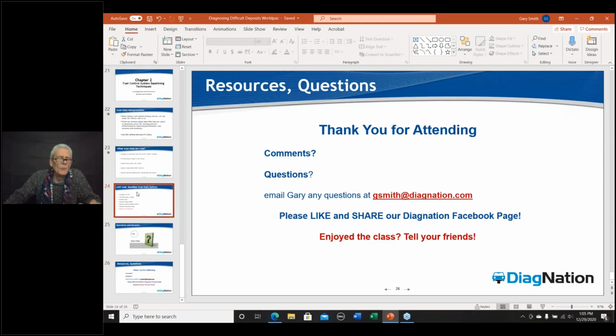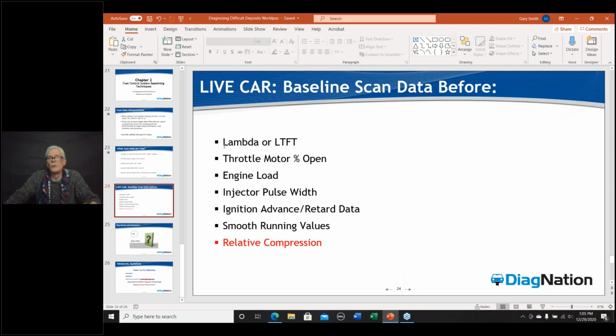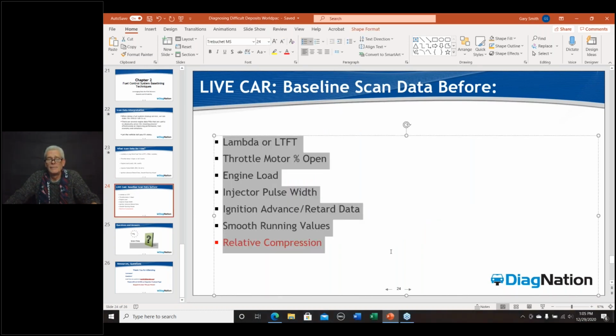All right. So, guys, I'm hoping that you were able to just get these written down here. Okay. Another neat one I use is relative compression.